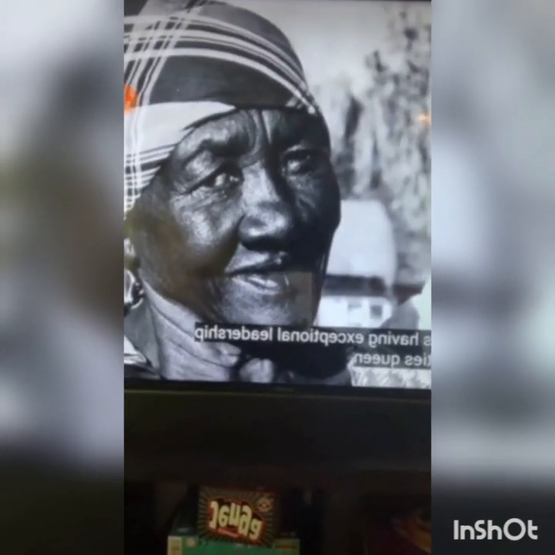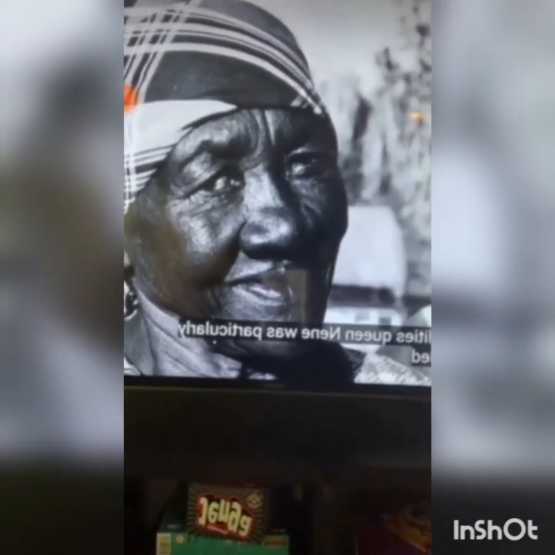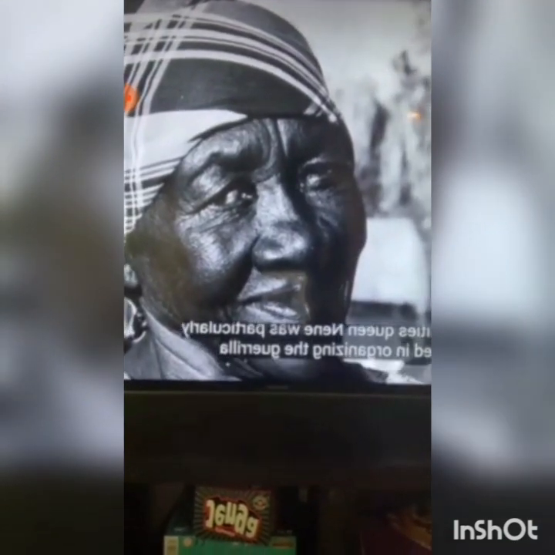Even though images depict her as a young black woman, Queen Nanny was a small, wiry woman with piercing eyes who was probably in her 60s. Both legends and documents refer to her as having exceptional leadership qualities. Queen Nanny was particularly skilled in organizing the guerrilla warfare, and her military genius was unparalleled.